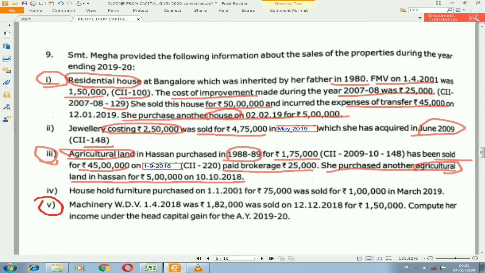And lastly, I need to take a machinery which is sold on 12/12/2018 for 1,50,000. We don't have any expenditure on sales.